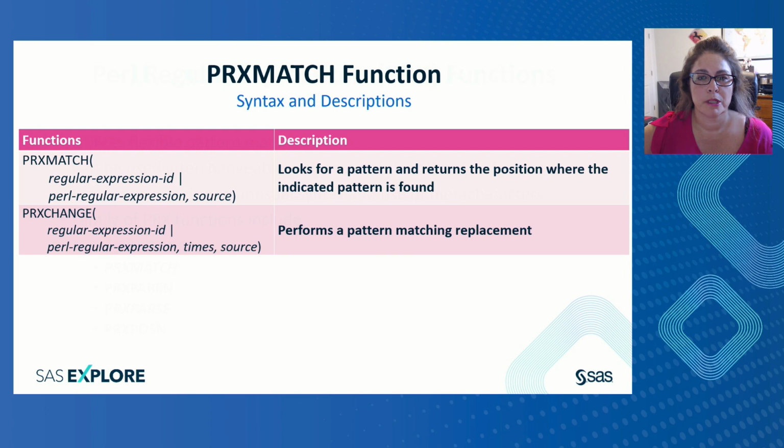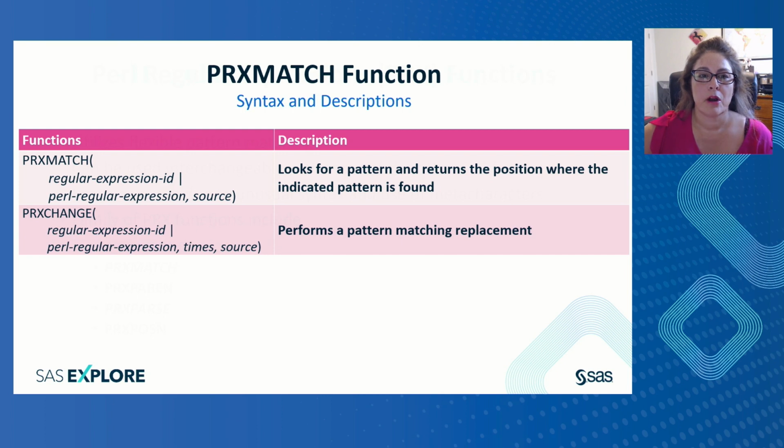With Perl regular expression, you can look for a string at the beginning or end of another string, or you can ignore casing, and you can search for multiple strings within a string. If you're using a regular expression ID, you need to use PRXPARSE. And in the examples, we will illustrate the use of PRXPARSE. However, the expression in PRXMATCH or PRXCHANGE can be used in place of the PRXPARSE and assigned to an ID value. That ID value can then be used in place of the regular expression within PRXMATCH or PRXCHANGE.